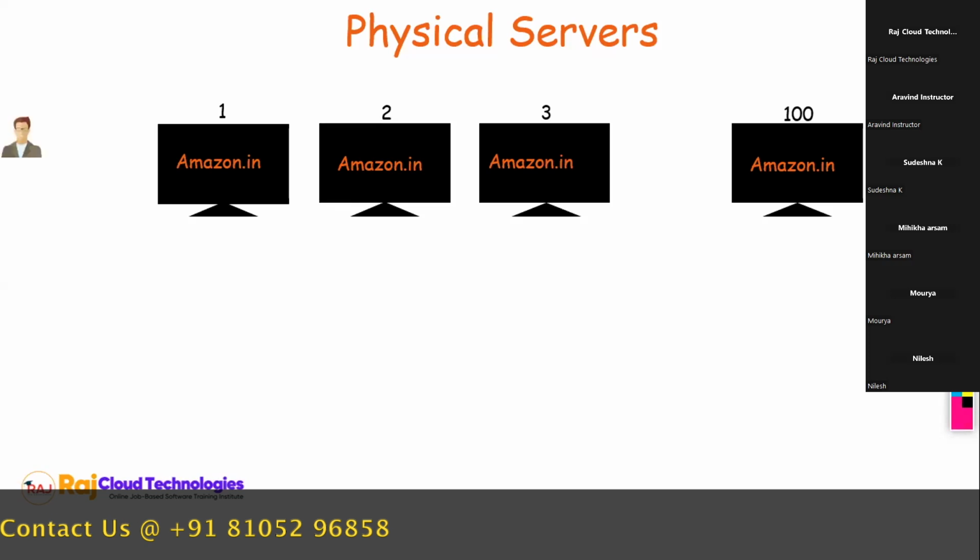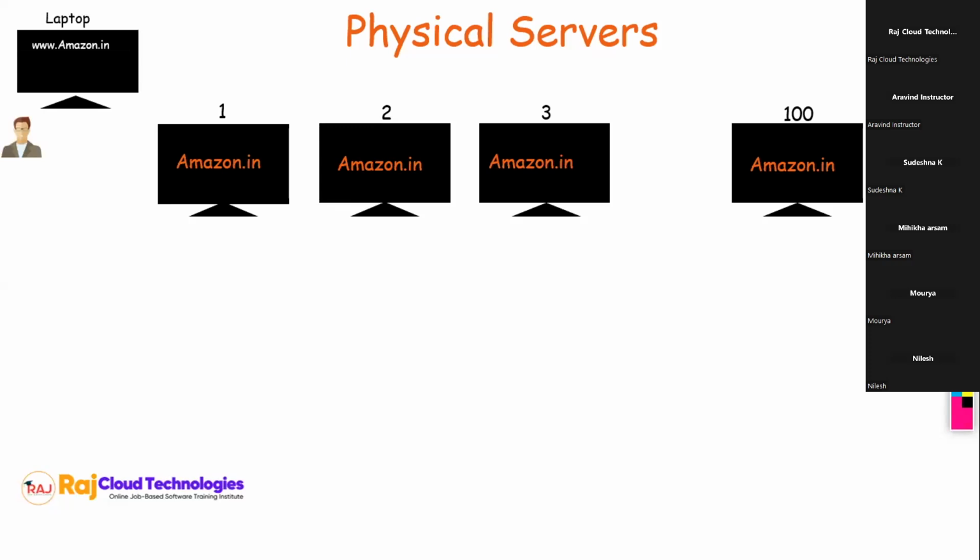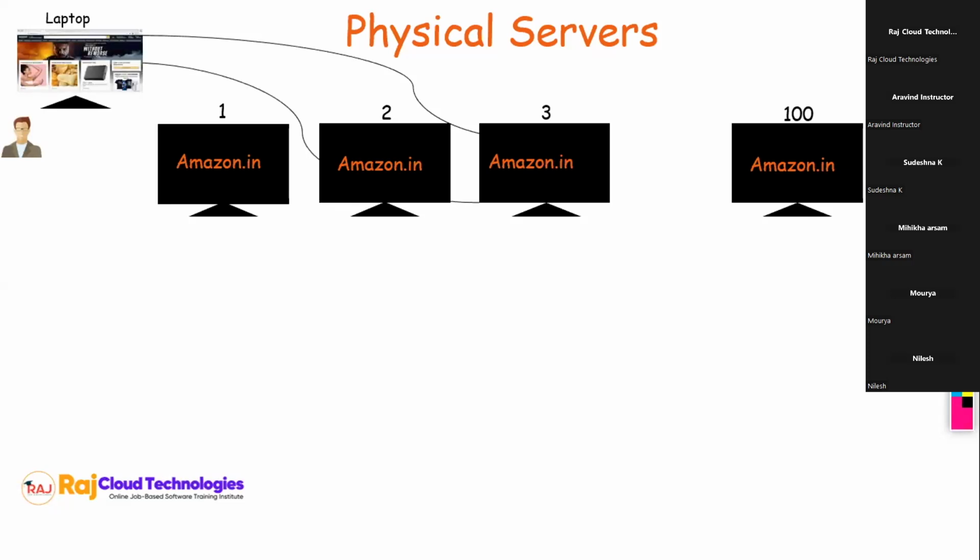One user, from his home, opened his laptop and is browsing www.amazon.in. What happens immediately once he hits the enter button? That request will go to one of these 100 servers in the backend. It will load the page, load the application and send the response. Immediately the user will see this page. So this is called one request.